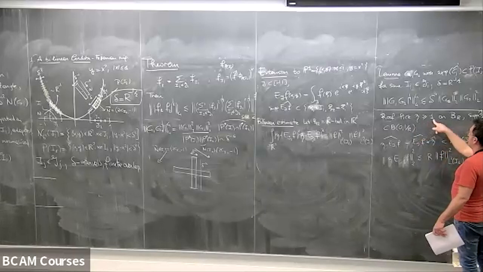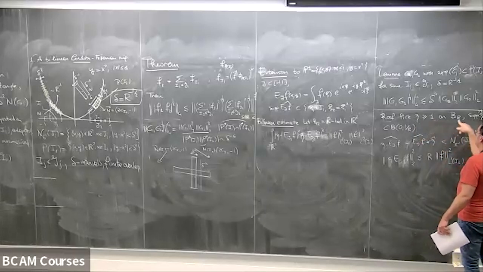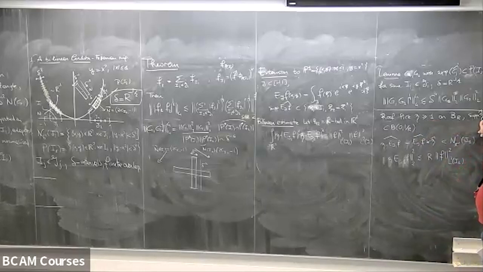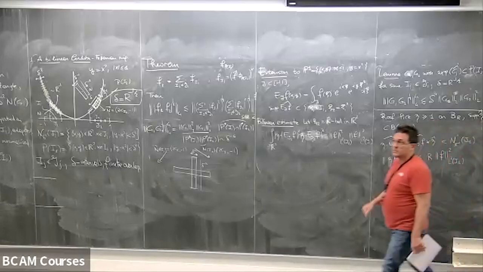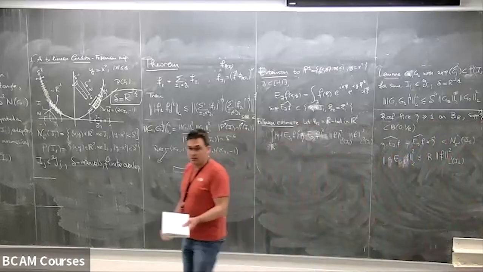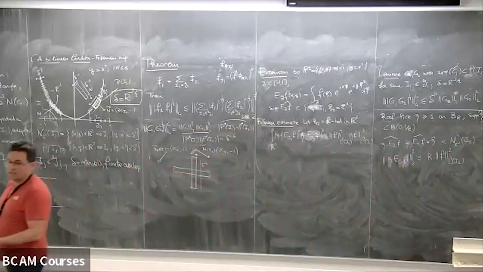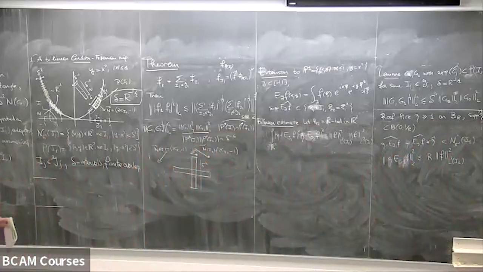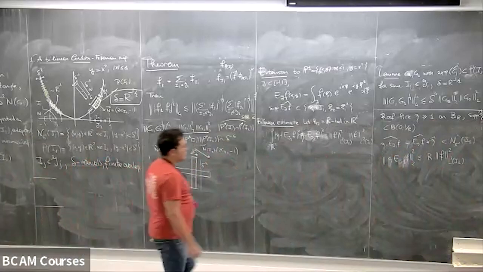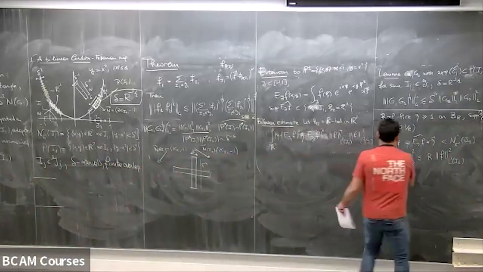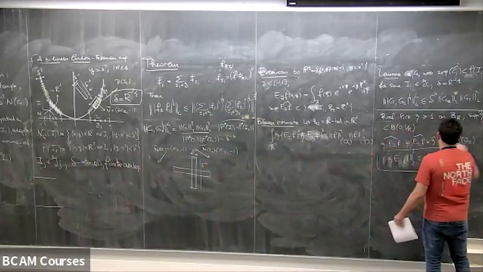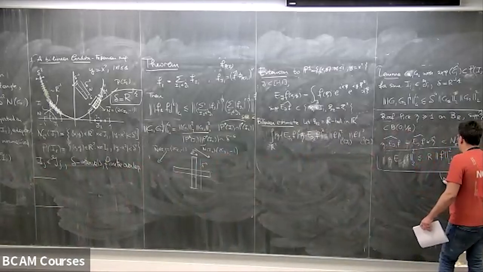this is greater than 1 on B_R, so this guy will have a certain normalization. This is going to be L1 normalized, and so the L2 norm is R times. So this is just basically by averaging.